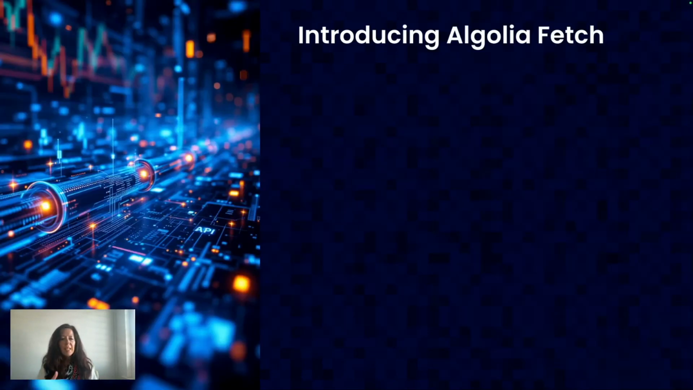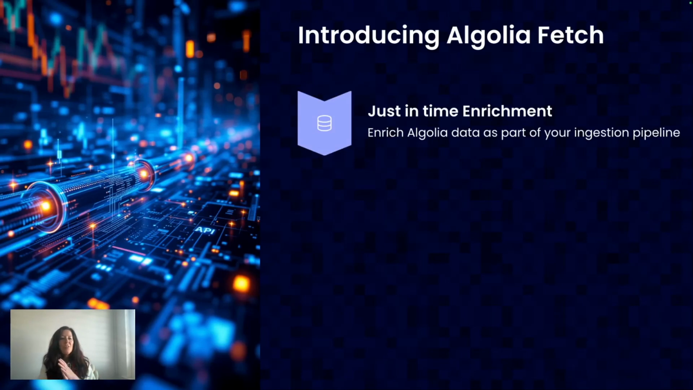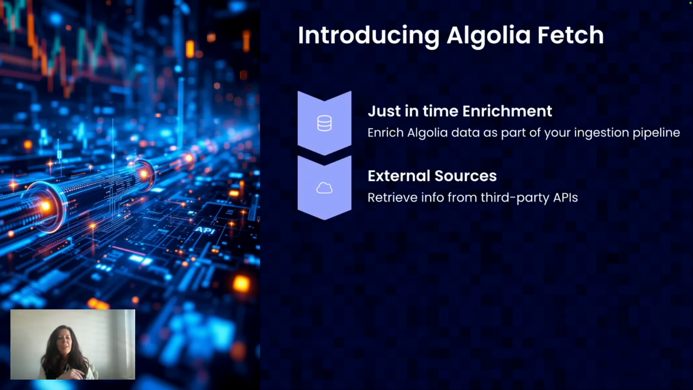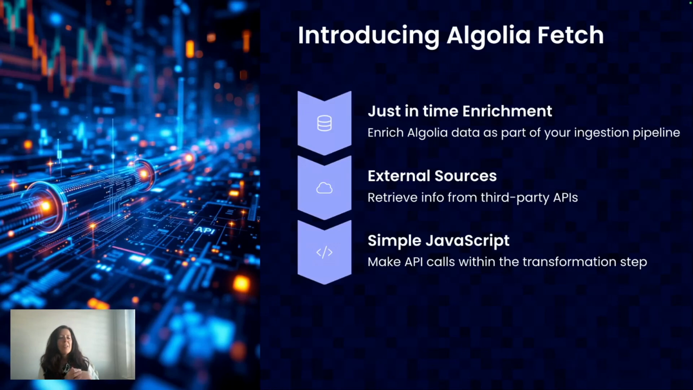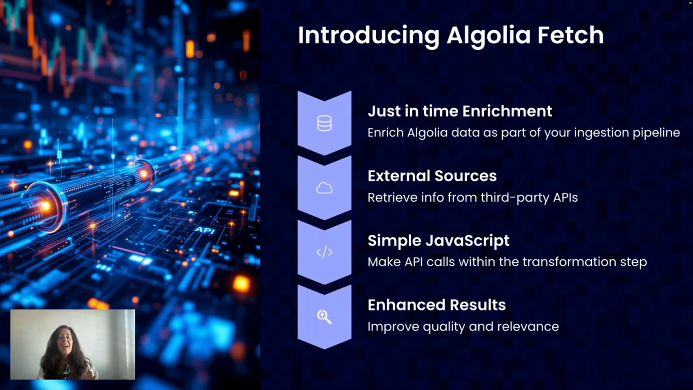And so really where we're here is to talk about data enrichment and introducing Algolia Fetch. This is a new feature that allows you to enrich your Algolia data directly within the data transformation pipeline. Imagine that you can retrieve your supplemental information from any external API as your data is being indexed. It's basically using a simple JavaScript function. You can integrate to any external source, which is going to significantly enhance the data quality, the context, discoverability, and obviously the search relevance.